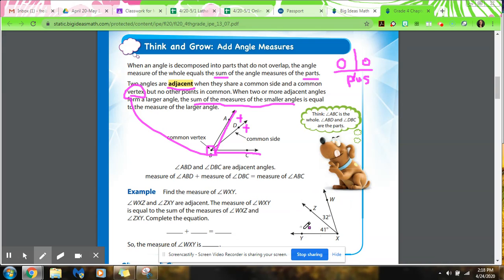So let's take a look at this practice problem here. Find the measure of angle WXY. So I can take a look at both of these angles, angle number 1 and angle number 2. Angle number 1 is 41 degrees and angle number 2 is 32 degrees. So if I were to add those together, you would get a total of 73 degrees. So in total, the measure of WXY is 73 degrees.